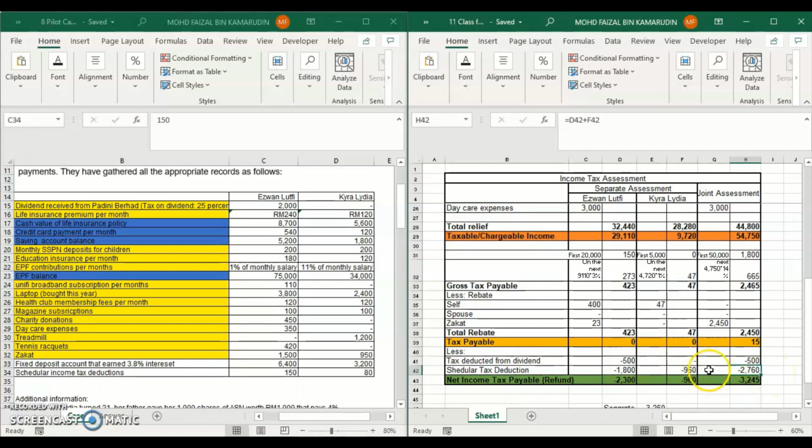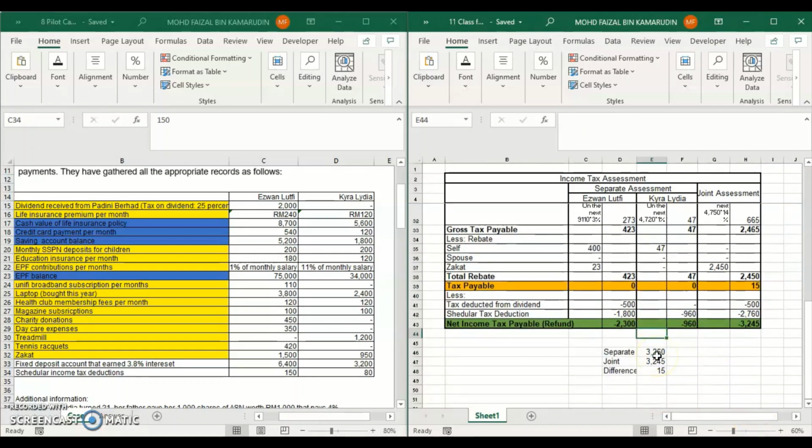Please bear with me on the signs, because I want to trick my Excel. So negative here, what does it mean? It indicates a refund. So in this case, S1 is getting a refund of 2,300, 960 for Kaira, and then 3,245 for the joint assessment.